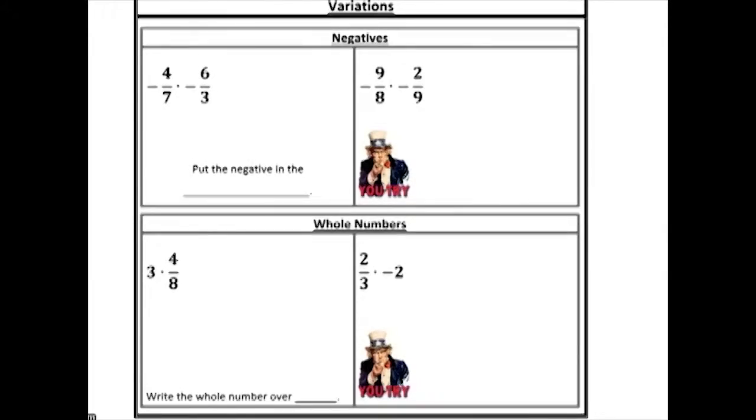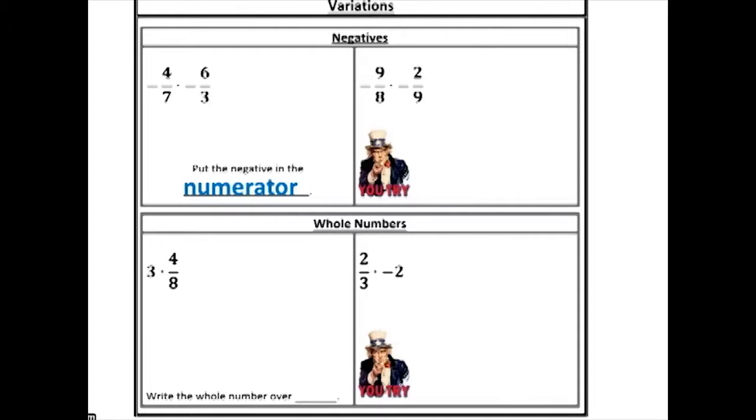These are some variations. They're not necessarily different versions of the problems, and they're not necessarily new types of multiplication problems. They're just what happens if. So what happens if you have negatives? If the whole fraction is negative, the negative sign is outside in front, put the negative in the numerator.